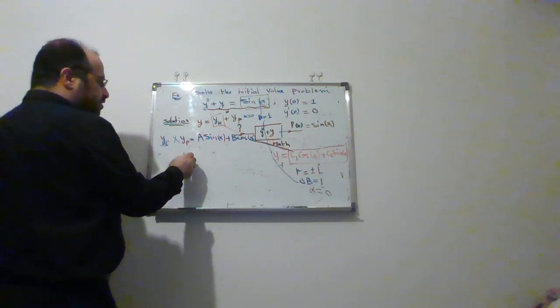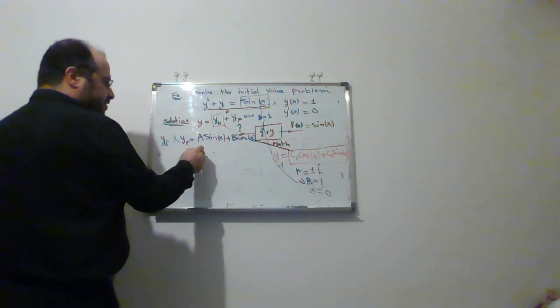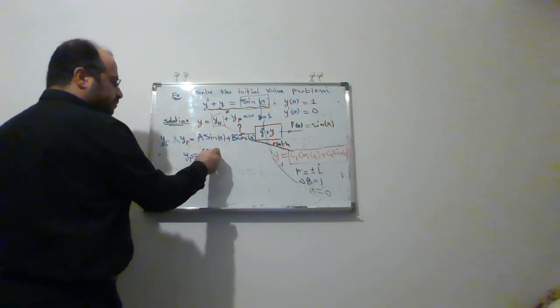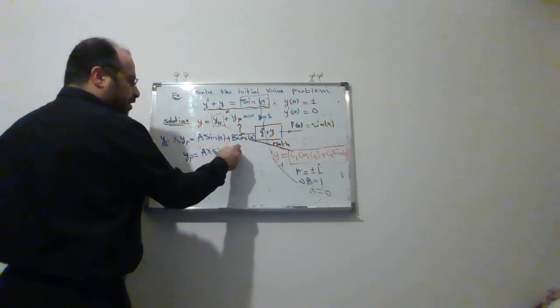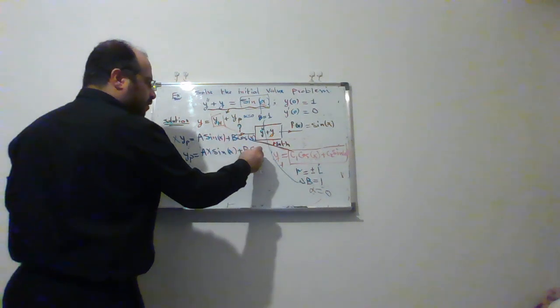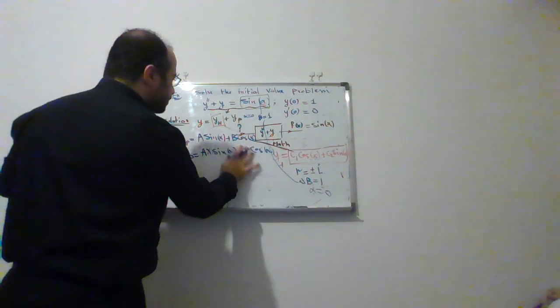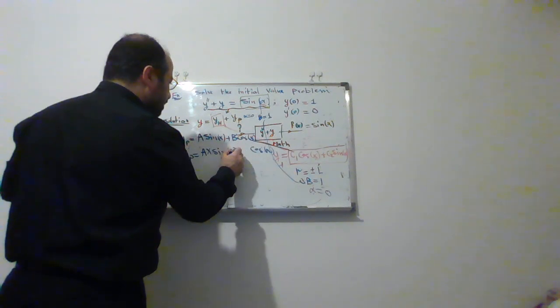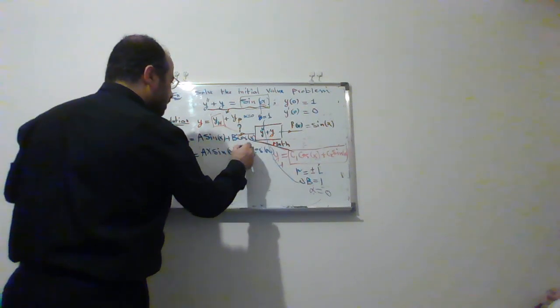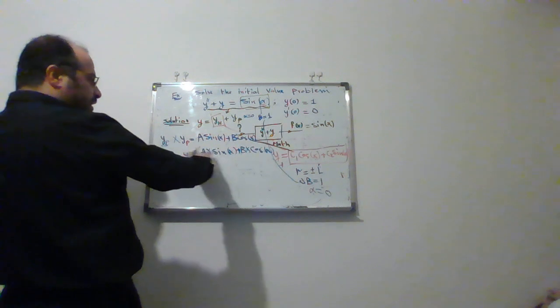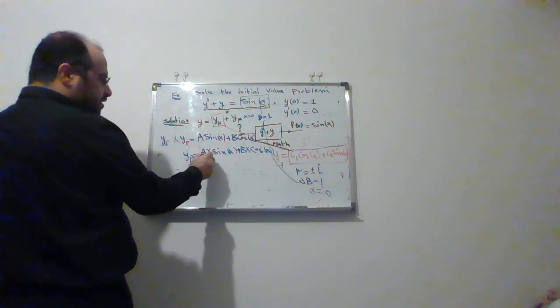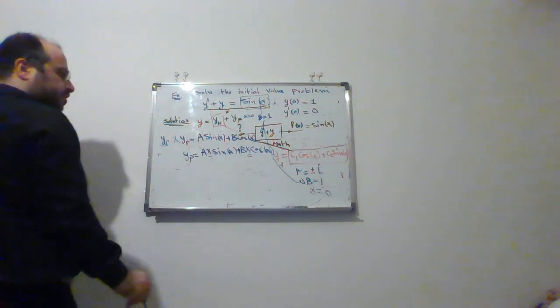The good choice is to multiply this with an x. Plus b cosine x. Yeah? Sorry, I have to multiply everything with x. Plus b x cosine x. So I multiplied everything with x. So this is the x that adjusts the y particular.